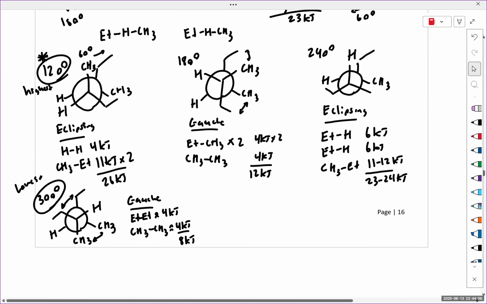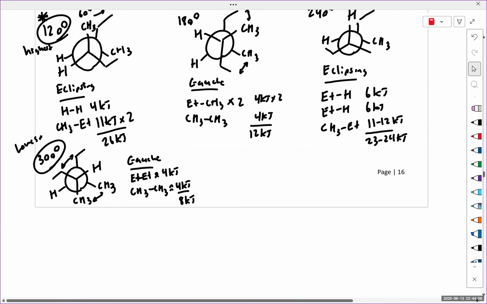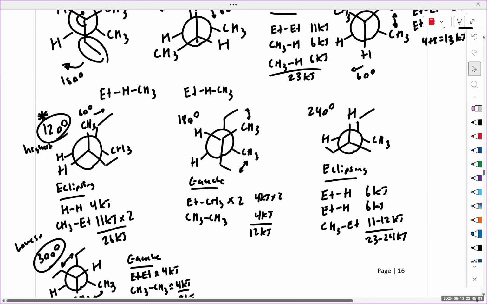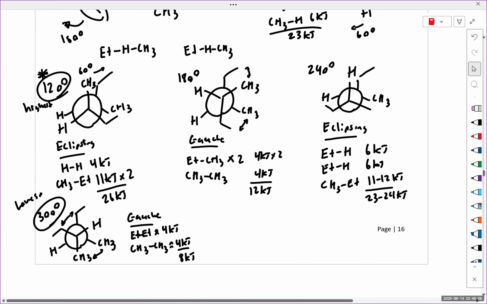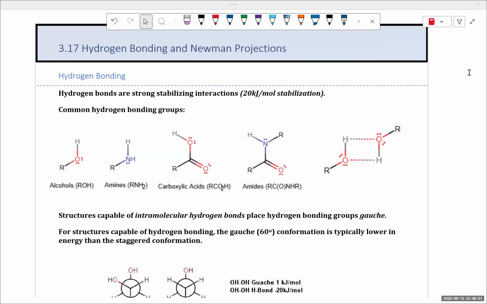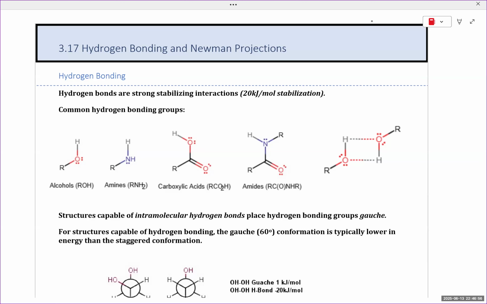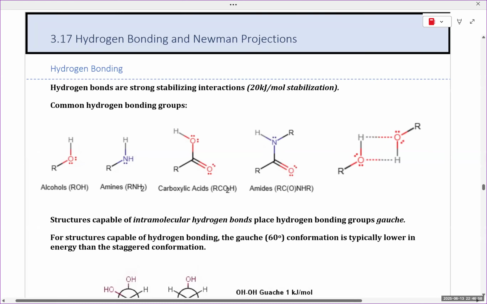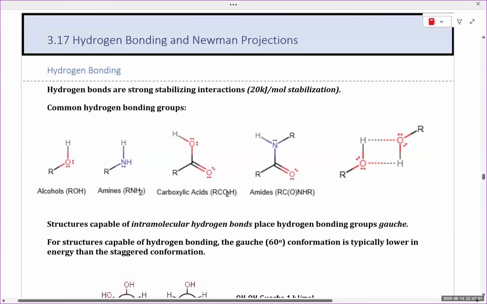To close out this lecture, I'd like you to review and continue to engage with the Newman projection examples, and we're going to talk about one additional topic, which focuses on hydrogen bonding. So continuing on with the Chapter 3 lecture discussion, we're going to complete the Chapter 3 discussion by talking a little bit about hydrogen bonding and Newman projections.